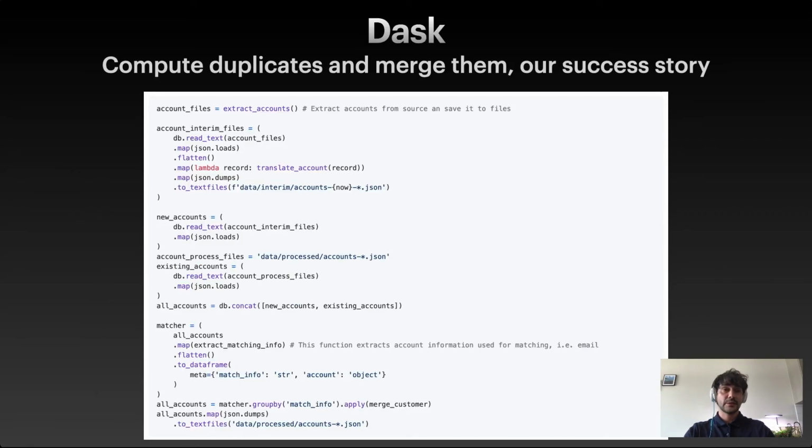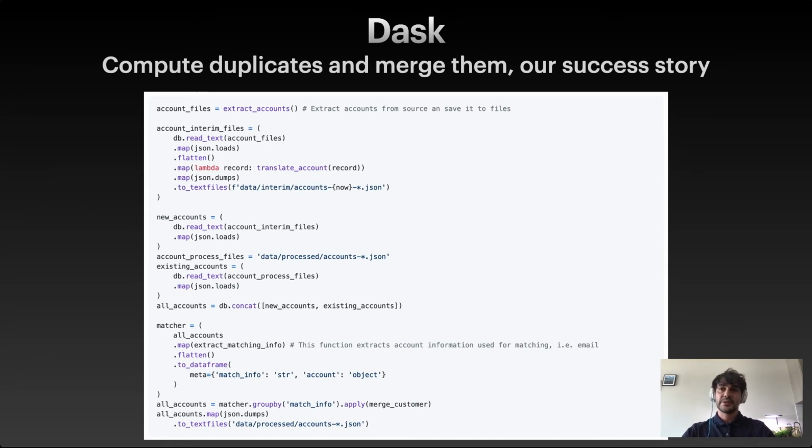We use Dask for many things, but the one that was kind of our success story was to find the customer duplicates and merge them. So what we do here is basically we extract the data, we connect to our external sources, and we extract all the customer account information from there, and we do that on a daily basis. We save that to temporary files, transform already into our schema, and then we basically merge this new data with the data that we already have in our system. And then finally, we extract from all the customer information, the new and the old, the matching information and we group using that matching information. So most of the time it's email that would be used. We group and we apply a function on the grouping, and that's it. And then we save the results into our finalized, processed data, and then we go from there.